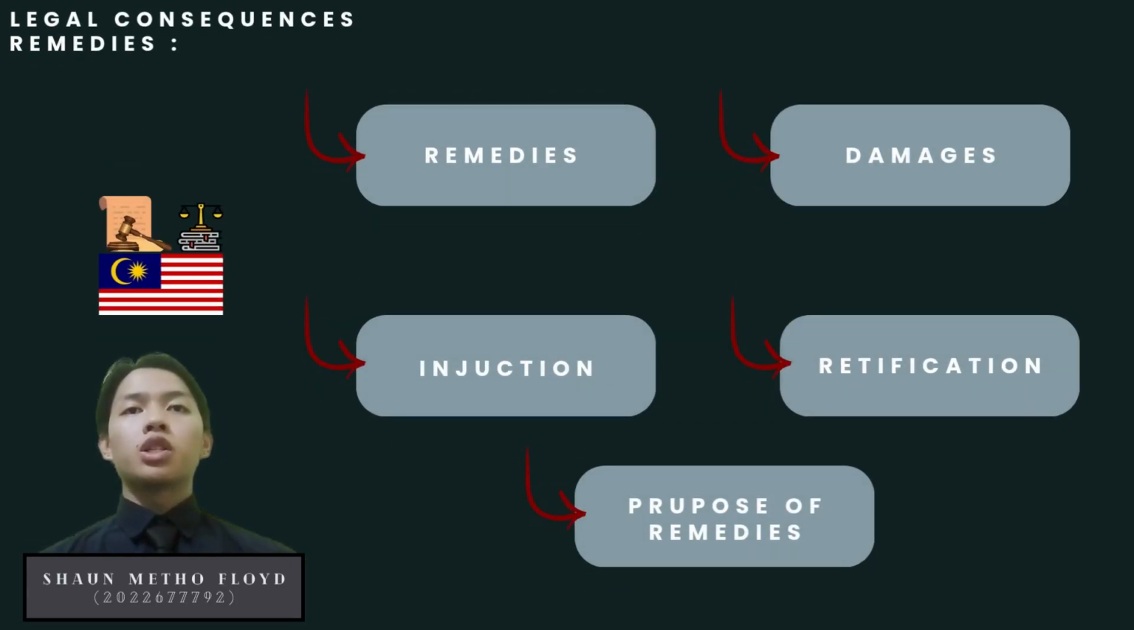Remedies in tort law, especially in construction. When someone is found liable, the court provides remedies to help the injured party recover. The most common remedy is damages, which means money paid to cover losses. This includes things like repair costs, medical bills, or lost income.